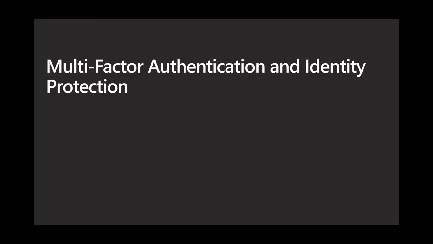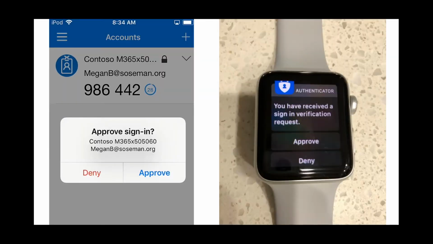The biggest thing we could also do to help protect ourselves is by enabling multi-factor authentication or two-step or two-factor authentication. And so here's an example of when I go to sign into Office 365 or log into a line of business app inside my organization, I can get prompted on my smartphone and on my smartwatch to approve that login. So that's my multi-factor authentication.